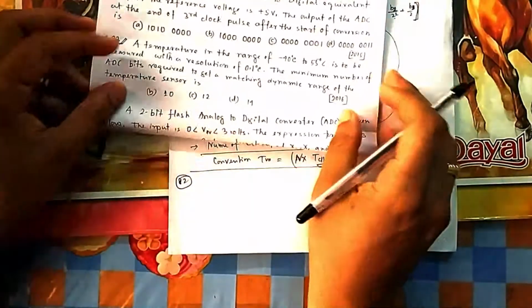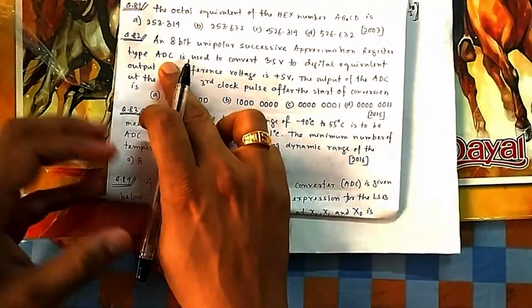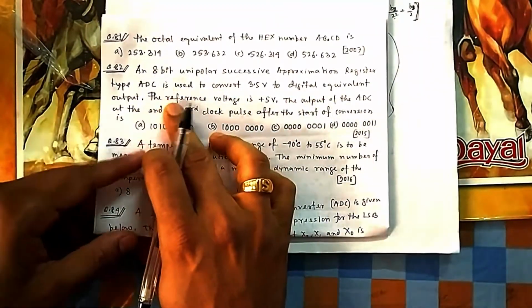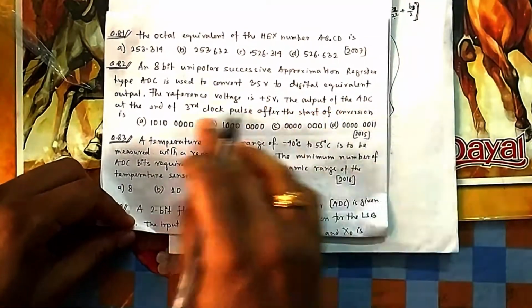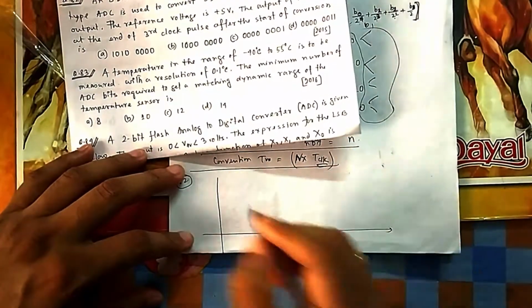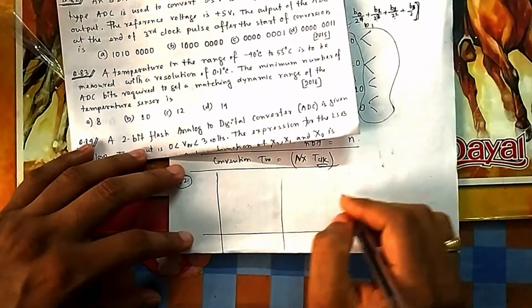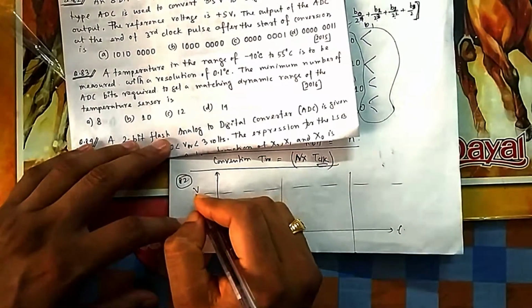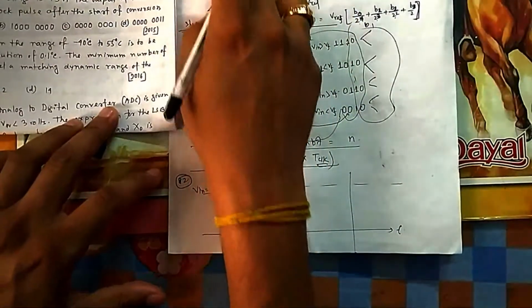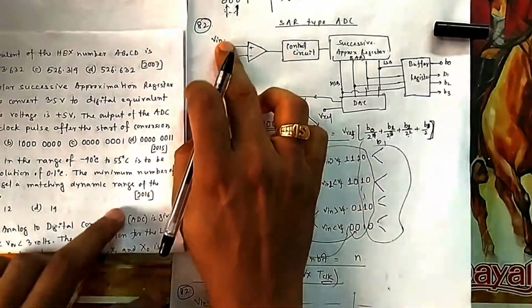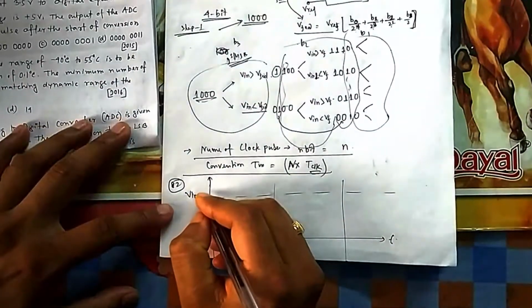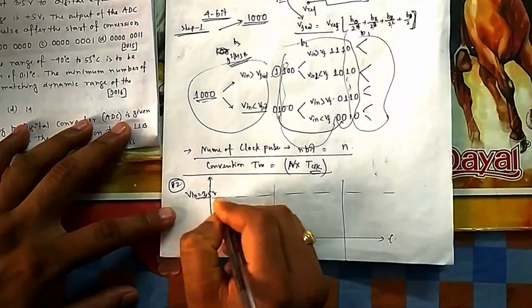An 8-bit unipolar successive approximation register type ADC is used to convert 3.5 volt into digital equivalent output. Reference voltage is 5 volt. What is the output of the ADC at the end of the third clock pulse after the start of the conversion? Suppose this is my time axis, this is the third clock, and this is V in level. V feedback is continuously changing, but V in is fixed. What voltage you are converting into digital is fixed. So V in is 3.5 volt, and this level is the 3.5 volt level.